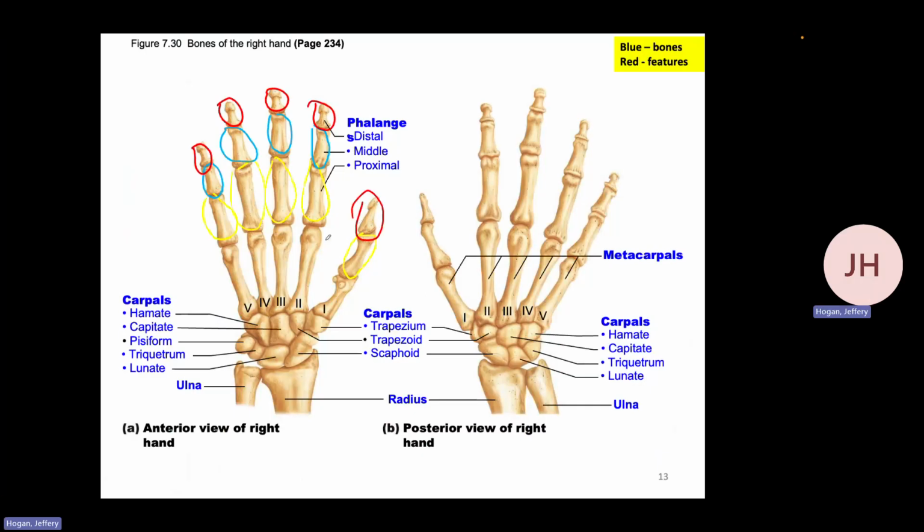All right, there we go. So if we add those up, 3, 6, 9, 12, 13, 14 phalanges in each hand.